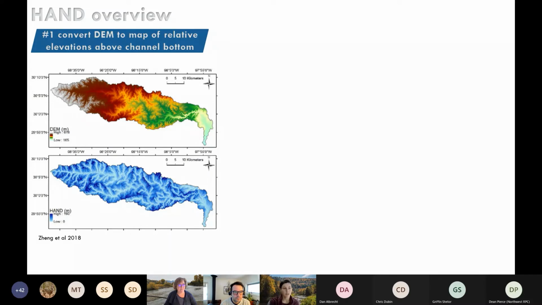The first step is to take a DEM, a digital elevation model, and convert it to this relative elevation map, or a HAND map. You can see the absolute elevations in this DEM at the top. This is from a paper out of 2018, where you have higher elevations in the headwaters, grading to lower elevations at the outlet. When you convert that to a HAND map, the river network shines through. We see these lower bits are the lower elevations, 0 is the channel bottom, and the elevations increase as you move away from the channel.